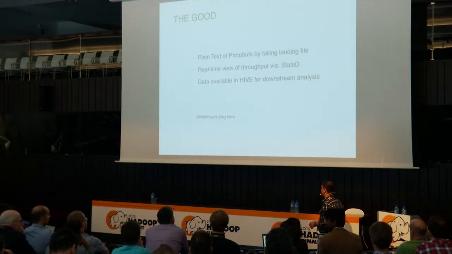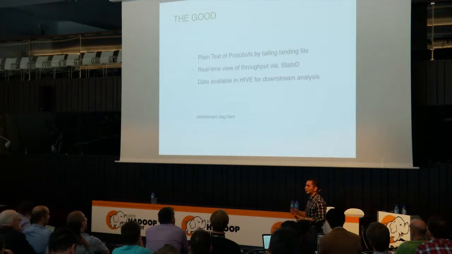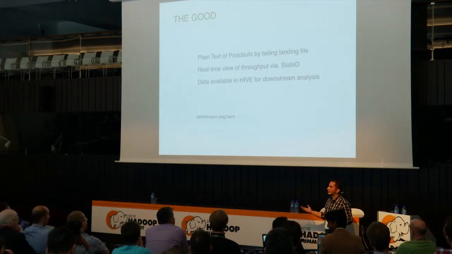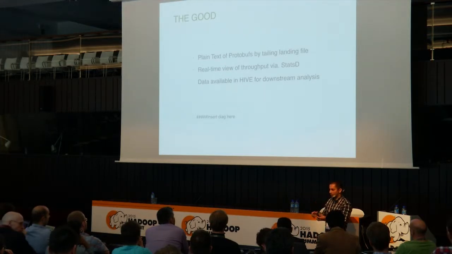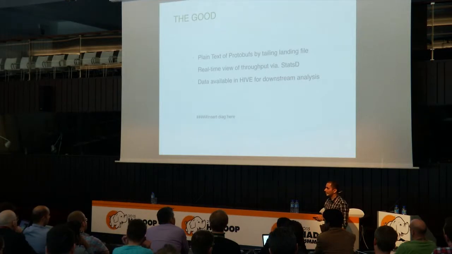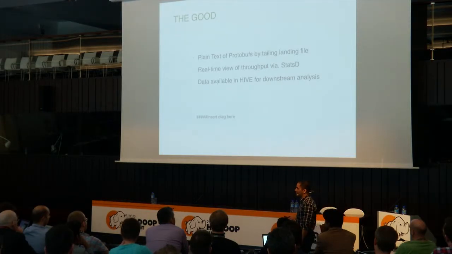The other good thing about this was we used Storm to publish metrics to statsd. And statsd is basically an event, or let's say statistic aggregation server. And then we viewed the data via Graphite. And this helped us gain a better, deeper understanding of the throughput of the data. And again, the data is available for downstream analysis.